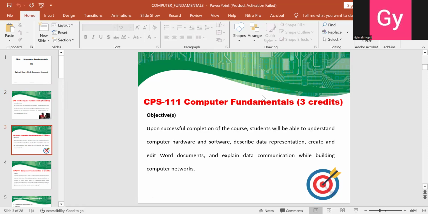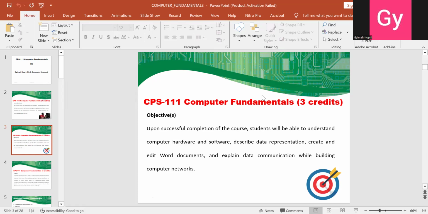Now the objectives. What do I want you to do? At the end of this lesson, I want all students to be able to understand computer hardware and software, and the way we represent data. The way the computer communicates is not like humans. Humans use English alphabets, words, phrases, and sentences, but the computer does something different. It uses specifically numbers to do its communication. And at the end of the day, you should be able to create and edit Word documents and explain data communication while building computer networks.